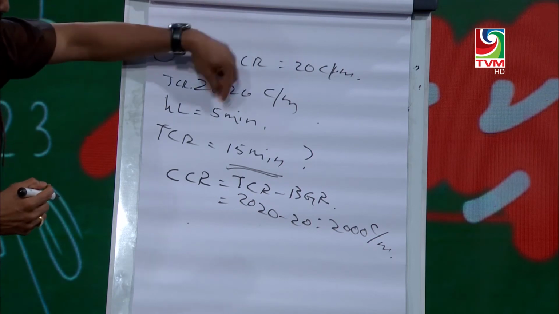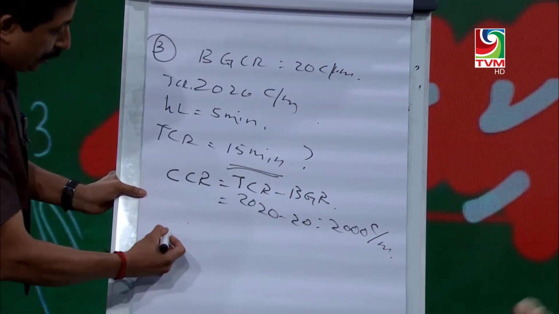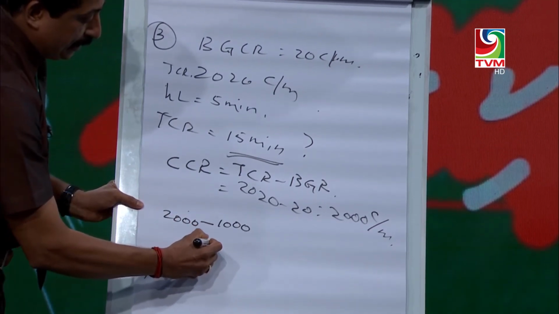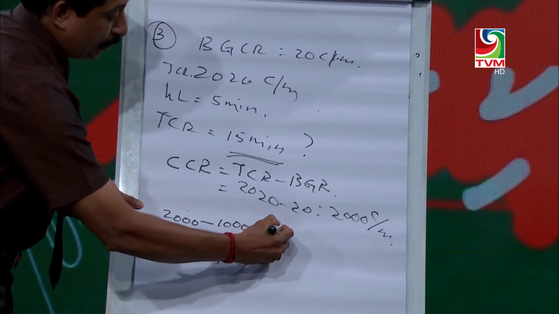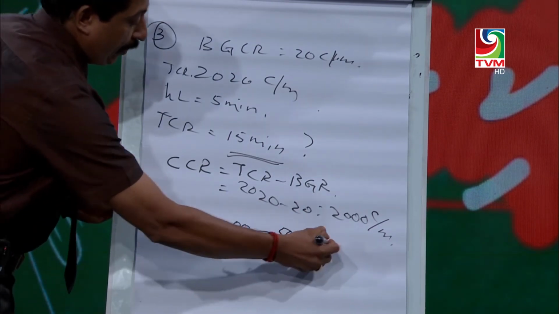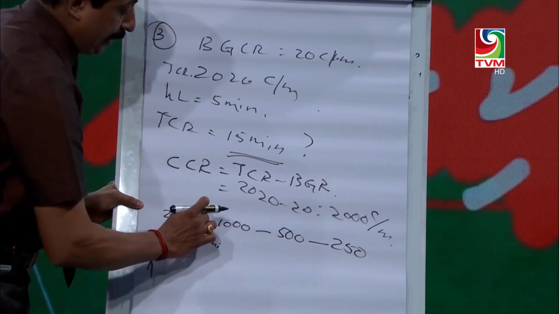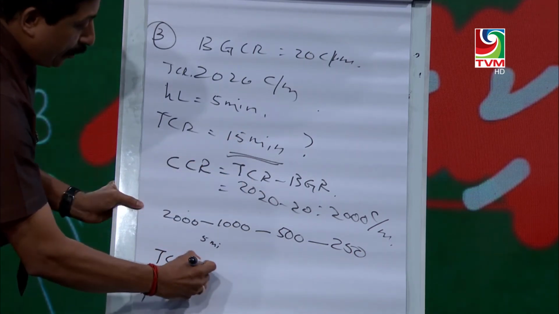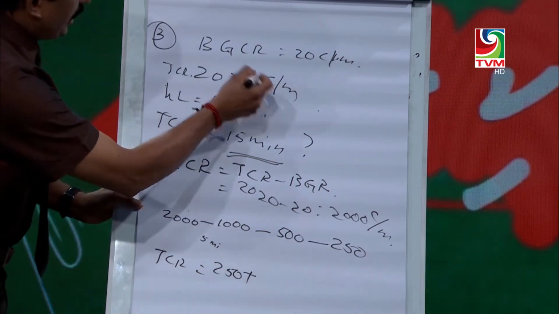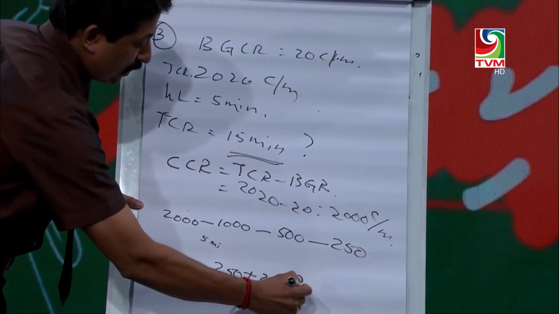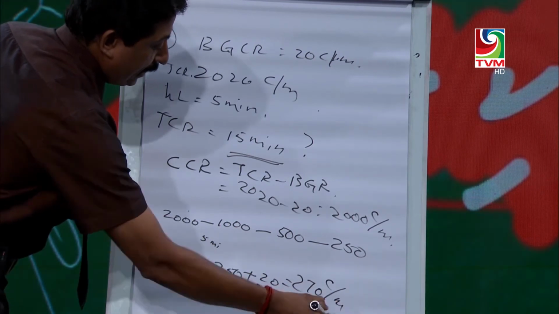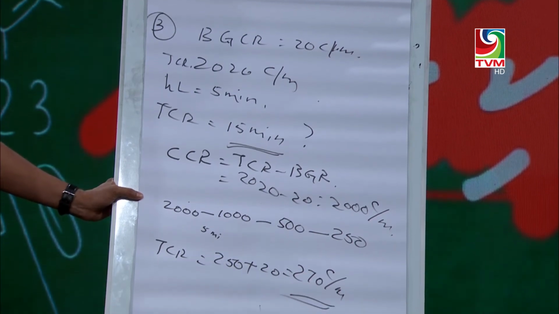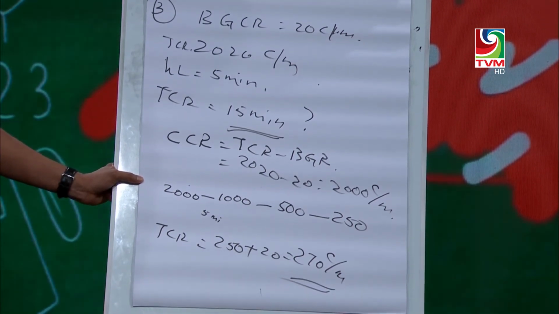Then with the half-life of 5 minutes, 2000 becomes 1000 after 5 minutes. That is one half-life. 1000 becomes 500 after another half-life. 500 becomes 250 after another half-life. Like that, 1, 2, 3. 3 times 5 is 15 minutes. What is the total count rate? 250 plus the background count rate of 20, so 270 is the total count rate recorded after 15 minutes. Like that, different types of questions are there. Do as many past paper questions as you can so that you can improve in the exam.